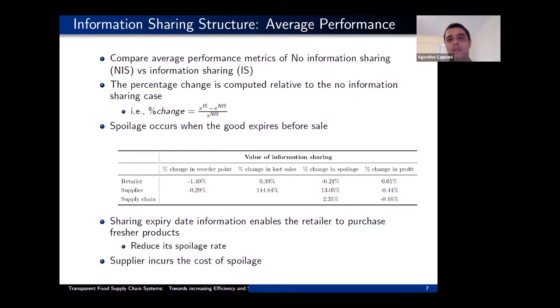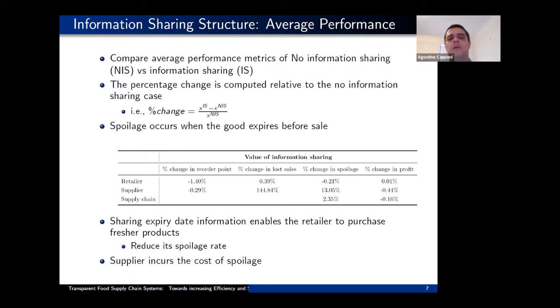And we looked at the percentage change between the variable of interest under information sharing and without information sharing. So the percentage change is always relative to the case where there is no information sharing. NIS denotes no information sharing, and IS denotes information sharing. And we have seen that spoilage occurs when the good expires before it is sold.